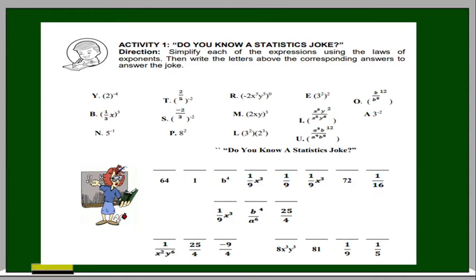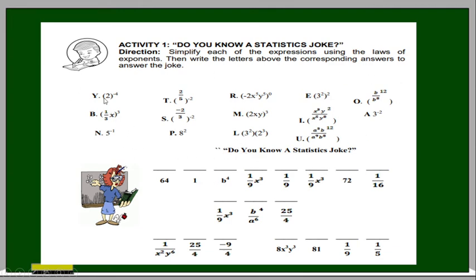Okay, so let's now move on to your first activity. Do you know a statistics joke? So that is the title. So what are you going to do? You are going to simplify each of the following expressions using the laws of exponents, then write the letters above the corresponding answers to answer the joke. Okay, so make use of the 6 laws of exponent to answer these corresponding expressions.